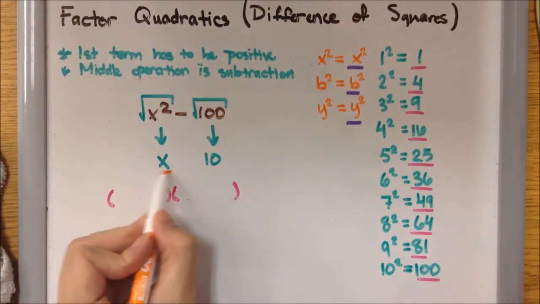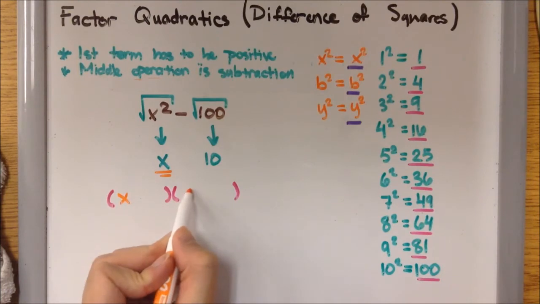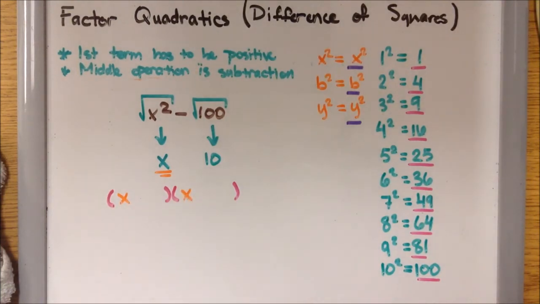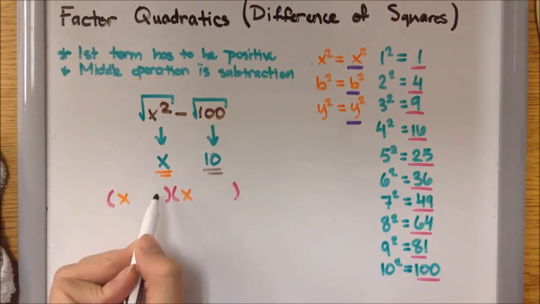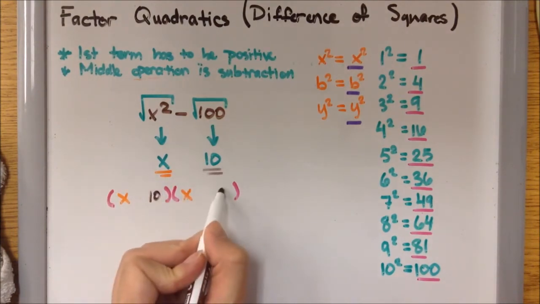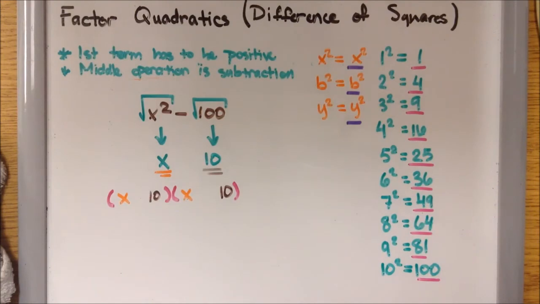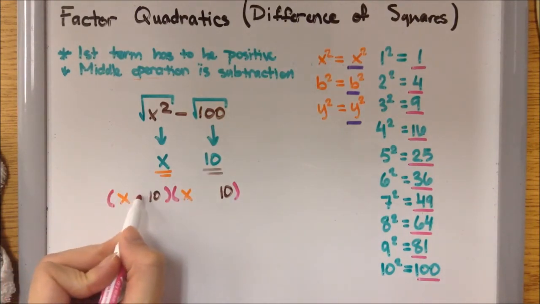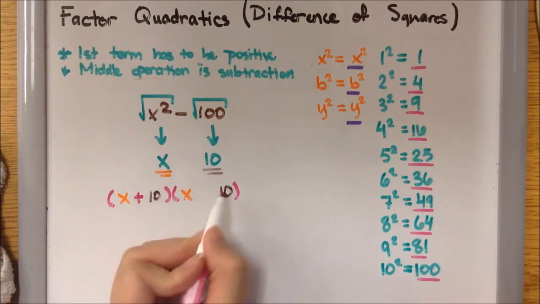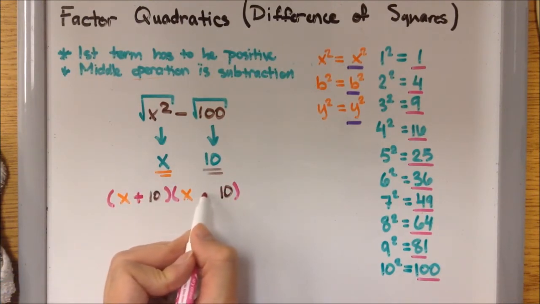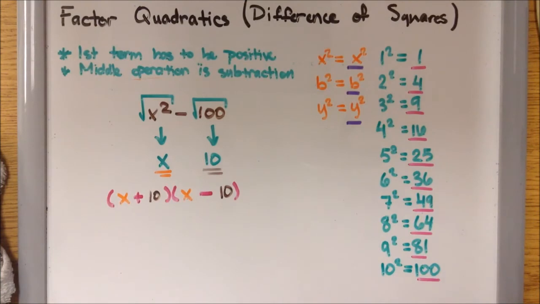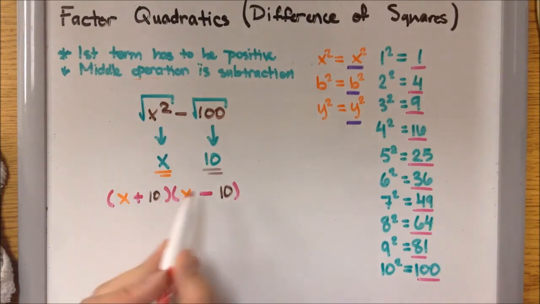The first one is x, and then the last term is 10. And then remember, one parenthesis, one answer will have a plus. The other parenthesis, the other answer will have a minus. So x plus 10 times x minus 10. That will be our final answer.